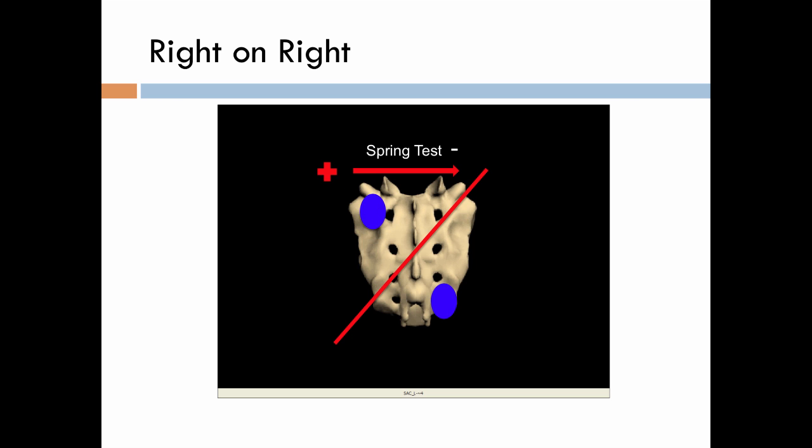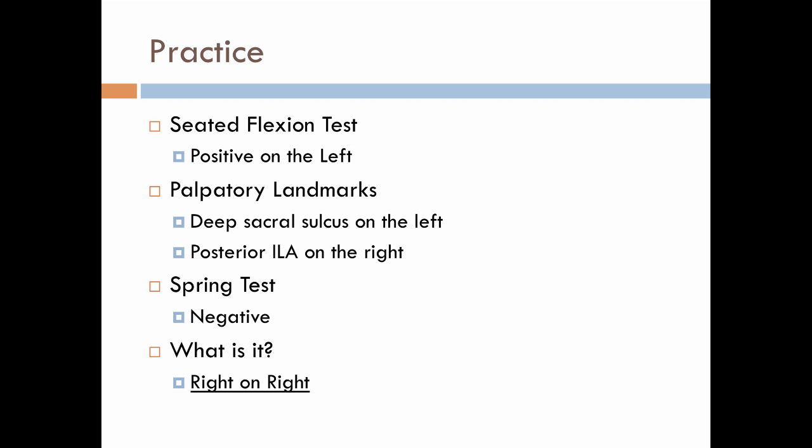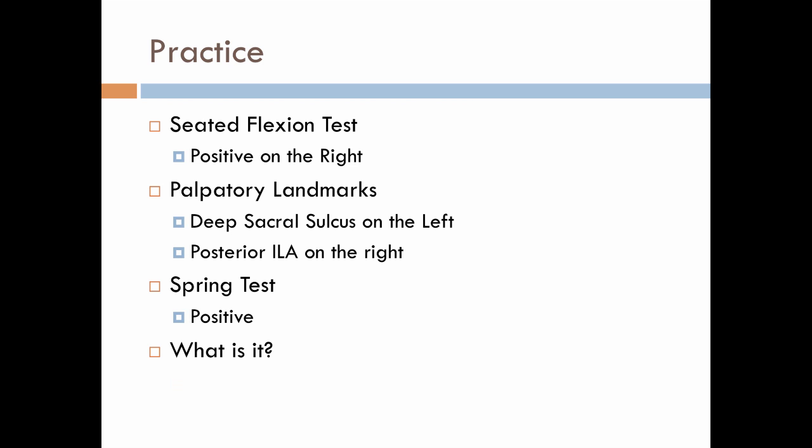So you can piece together the final diagnosis with only two of these three bits of information, and when you have all three, it just makes it that much easier. So here again we can see this is a right on right torsion. So you can go through the rest of these slides, pausing the presentation in order to try to piece it together and see how you do with the diagnosis.